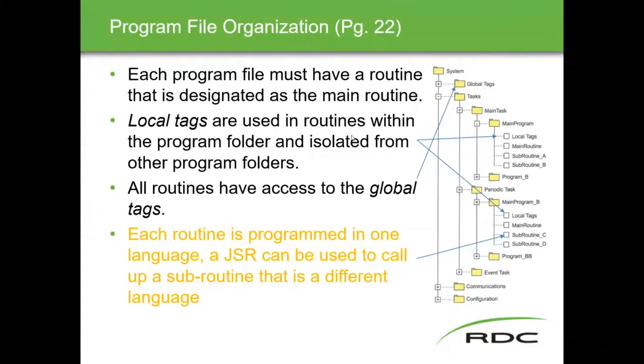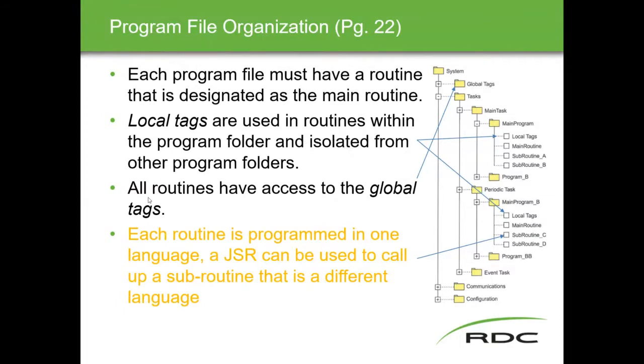Okay, program file organization. Back to our Explorer tree here again. Global tags, we have tasks inside the tasks. We have the main task, inside the main task we've got the main program, and we could have other programs. I know it's confusing if you never do it, but this is the way it goes. Each program file must have a routine that is designated as the main routine. So here we have our program files, and we have a main routine. We have local tags that are used in routines within the program folder and isolated from other program folders. So what that means here is a local tag is only used within this program. The tags that we configure here cannot be used here. Okay, and we'll talk about that again a little bit later.